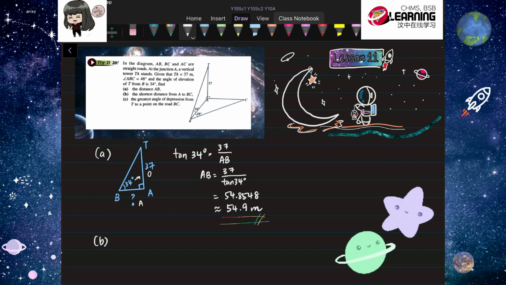How about part B, the shortest distance? You see the words shortest distance. Shortest distance definitely tells you a 90 degree, a right angle, perpendicular, from A to BC. A is here and BC is this line, so it forms a 90 degree like that. This is the one they ask you to find. I put an X here, the distance that you need to find. How are we going to find this distance? We already found our AB just now.